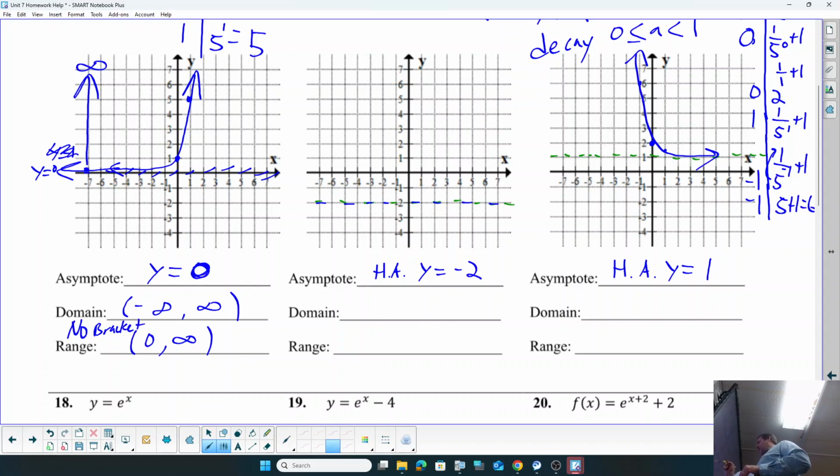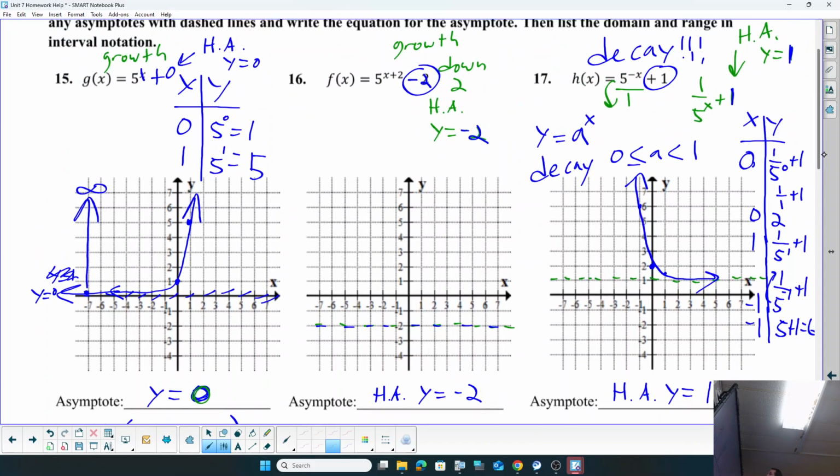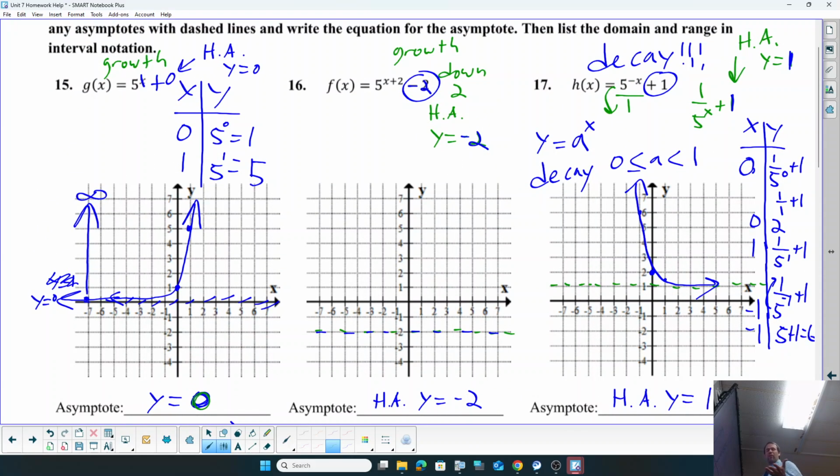So it looks like those two might even match. Right? Yeah, I think those will match. Okay, so then this one right here is 5 to the x plus 2. So the plus 2 will just make it go bigger faster.